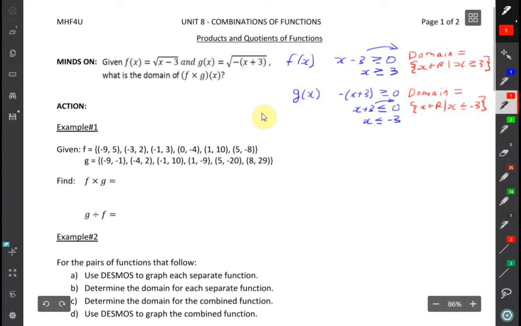So if you look at these two domains, you'll notice that these two don't overlap at all. So as a result, these two functions can't be combined. Therefore, the domain of f at x times g at x is an empty set because there's no overlap and these two functions can't be combined.